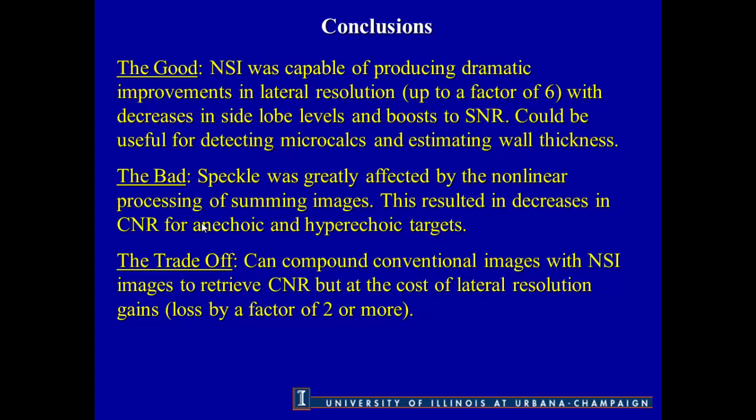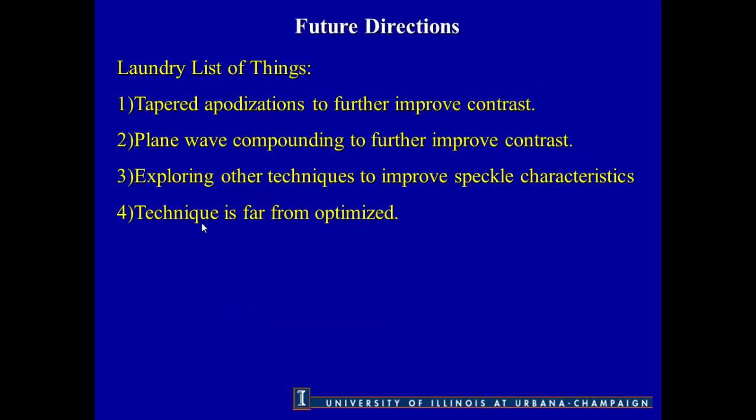The good, the bad, and the trade-off here. The bad is that we dramatically affect the speckle due to the nonlinear processing of these images, because we're adding and subtracting envelope-based images, right? And this resulted in decreases in the CNR for both the anechoic and hyperechoic targets, so that you were not able to detect them nearly as well using this technique. The trade-off is, though, that we can compound with your conventional image, retain some of that lateral resolution boost and the side lobe boost, and for the most part, retrieve the contrast, the CNR, but again, at the cost of some spatial resolution.